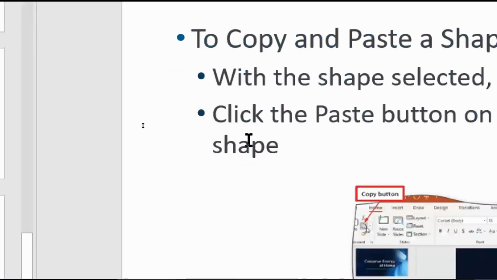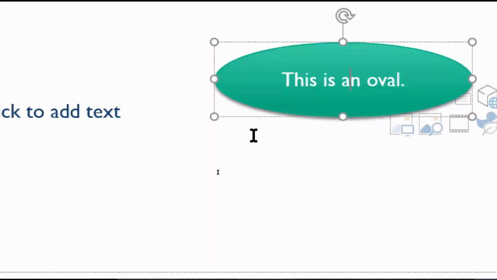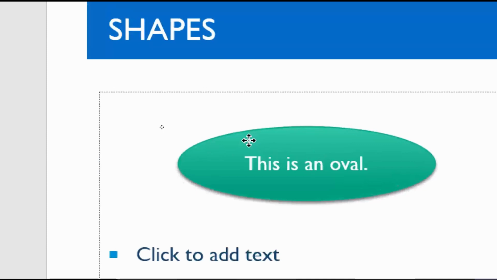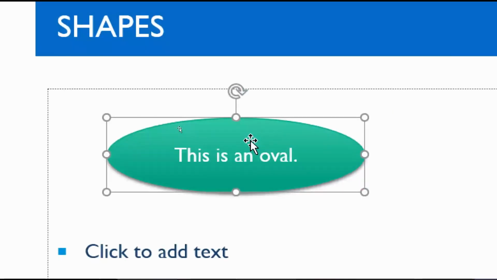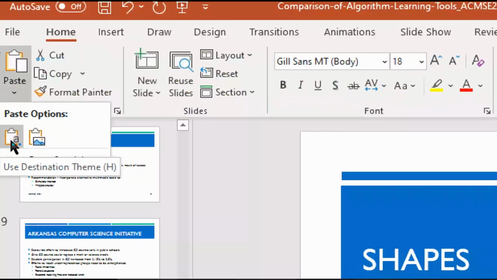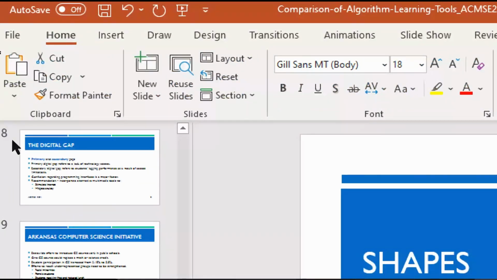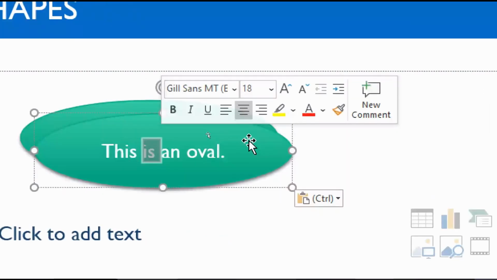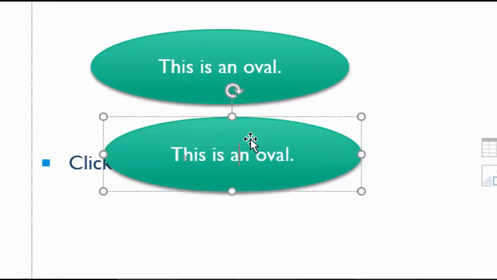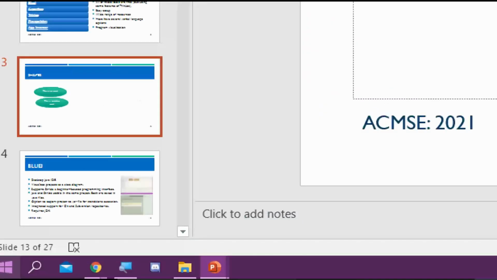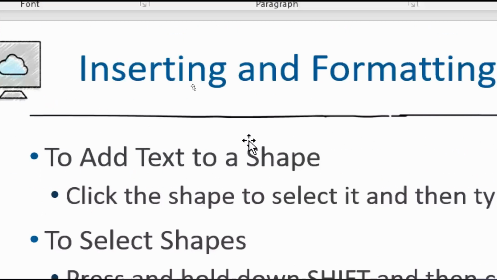Copy and paste a shape. We're going to need two shapes for some things later. So first, let's move this a little bit more up and to the left. And we will copy and paste this. And we've got two ovals here. Oops, I keep doing that. Now let's put it down there, and we're going to change this text. All right, adding text to a shape, we've already done that.